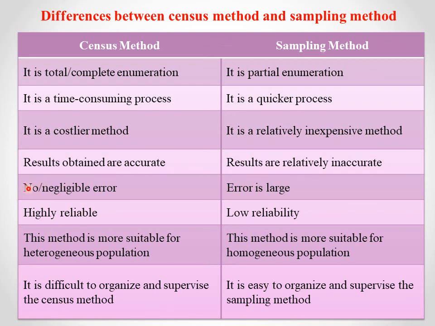In the census method, there is no error or only negligible error. But in the sampling method, the error is large. The census method is highly reliable, but the sampling method has low reliability. The census method is more suitable for a heterogeneous population, but the sampling method is more suitable for a homogeneous population. The census method is difficult to organize and supervise, but the sampling method is easy to organize and supervise.